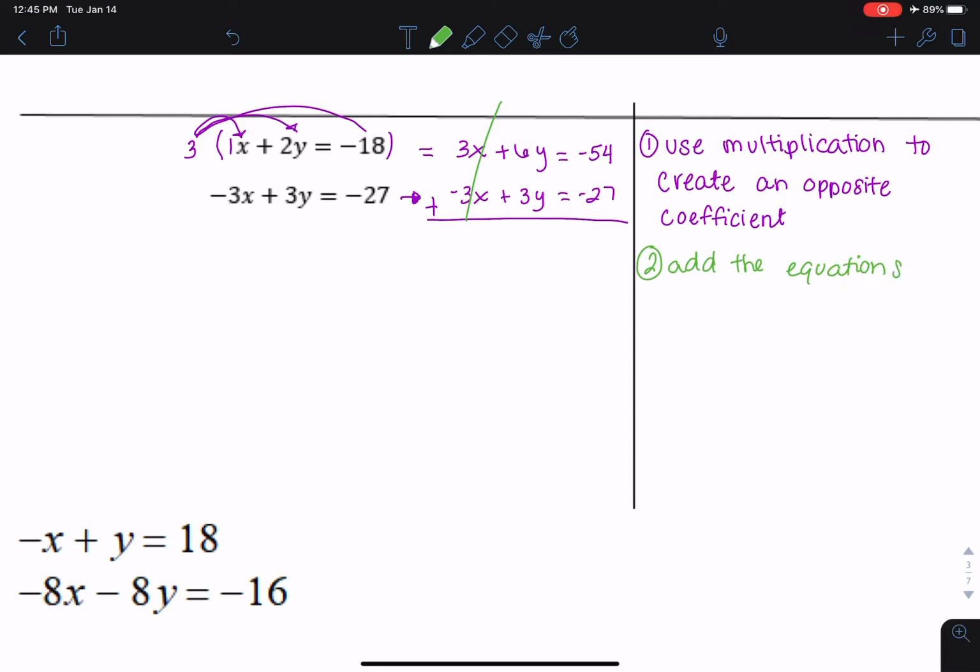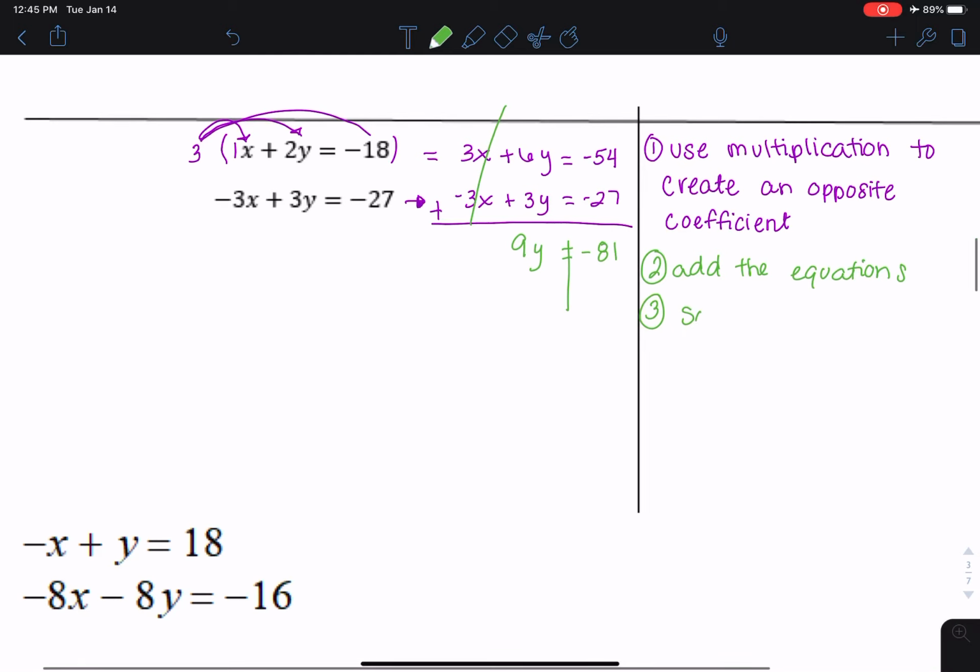So my x's cancel, 6y plus 3y is 9y, equals negative 54 plus negative 27, which is negative 81. So step 3, now I only have the variable y, so I can solve for y. Divide by 9. Y equals negative 9.